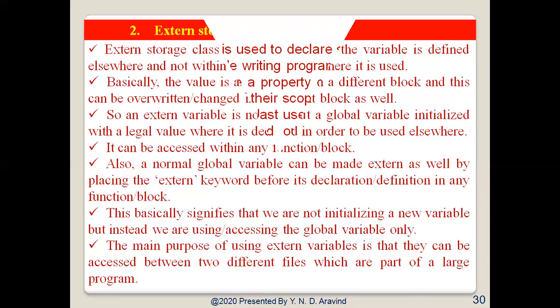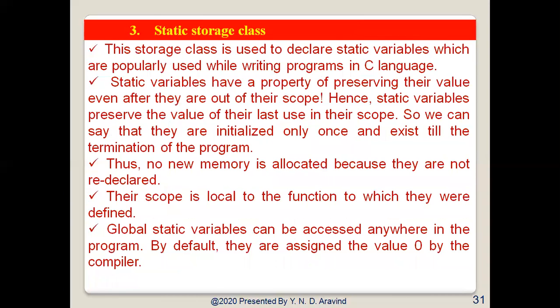Now let us see the next class, the static storage class. A variable can be declared as a static variable by using the keyword static. This storage class is used to declare static variables, which are popularly used while writing programs in C language. Static variables have a property of preserving their value even after they are out of their scope. Hence, static variables preserve the value of their last use in their scope. So we can say that they are initialized only once and exist till the termination of the program.